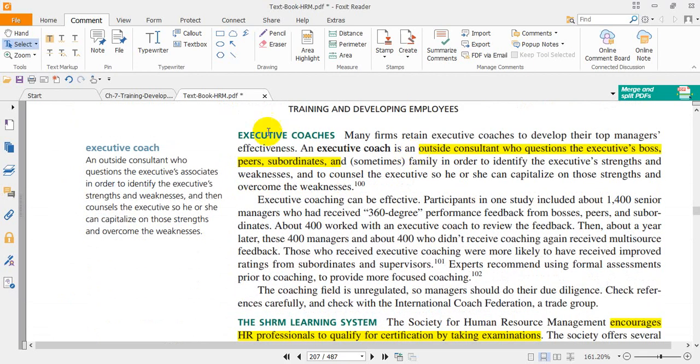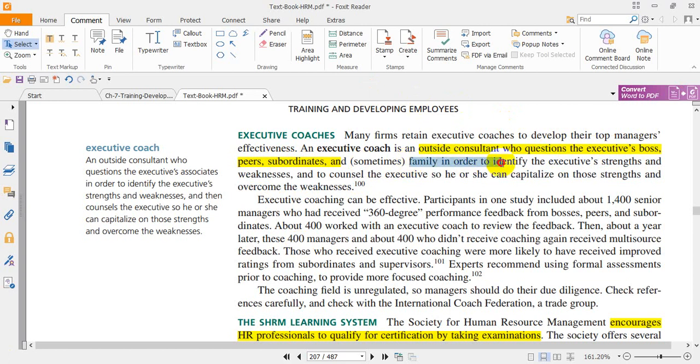Another technique is executive coaches. Many firms retain executive coaches to develop their top managers' effectiveness. An executive coach is an outside consultant who questions the executive's bosses, peers, subordinates, and sometimes family in order to identify the executive's strengths and weaknesses and to counsel the executive so he or she can capitalize on these strengths and overcome weaknesses.